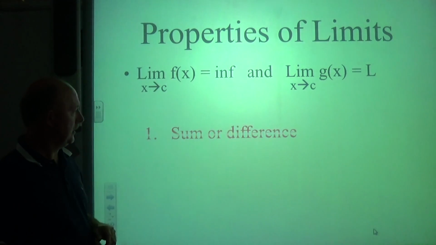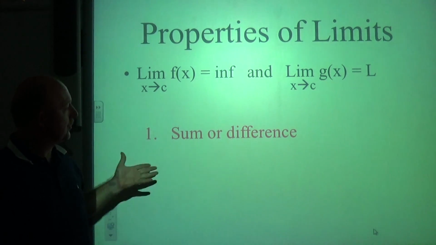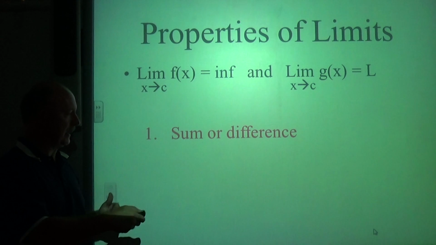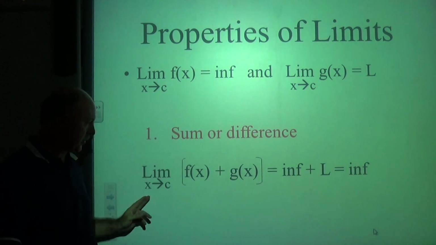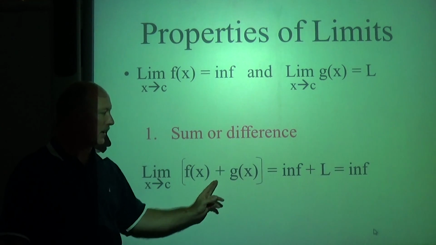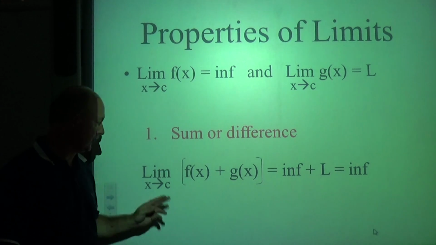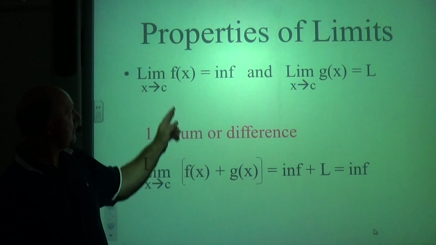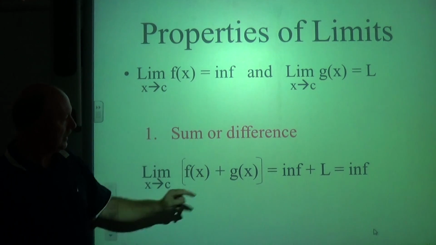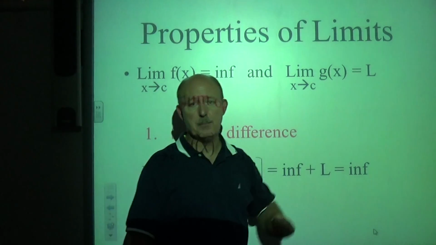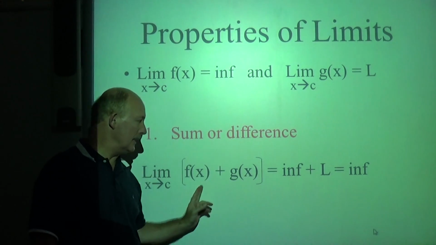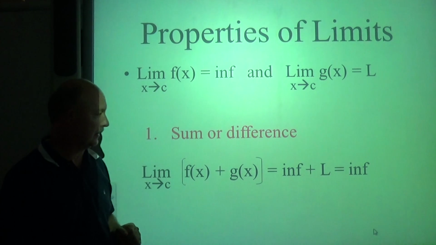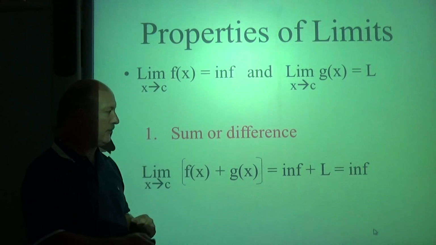Now, the first property we want to look at is called the sum difference property. So you get the limit as x approaches c of f of x plus g of x. We said the limit of f of x is infinity and the limit of g of x is some number. Well, infinity plus some number gives you infinity.